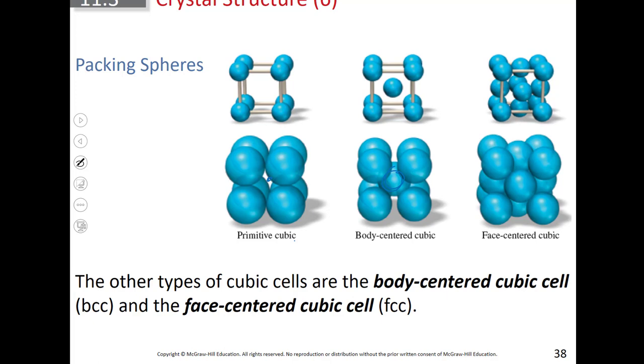Face-centered cubic, starting with the primitive cube, instead of having one in the middle, we're going to put one on each face. Now, how many faces are there to a cube? 6. So we're going to add 6, these 6 atoms here, and then you can't see the one in the back here. We're going to add those and stick them on the faces, kind of embed them in. So that's face-centered cubic, or FCC.